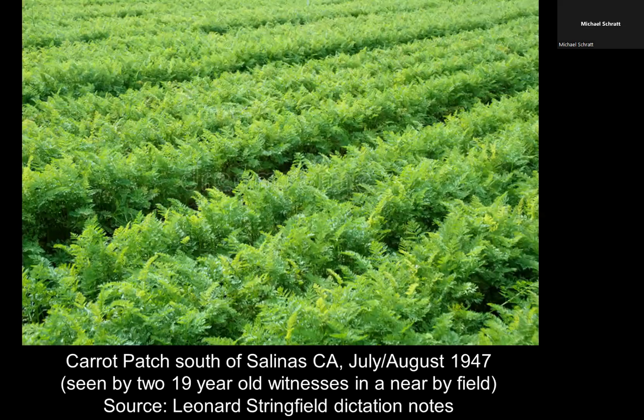Now, let's move on to this case. This is a carrot patch south of Salinas, California, July, August 1947. The eyewitnesses were 2 19-year-old boys who were working in a nearby field. Leonard Stringfield is the source, dictation notes. That's where I got this information. So they're working in this nearby field. And then they come back the next morning, and the foreman alerts them that something had come down the night previously. And I want to show you what this craft actually looks like here.